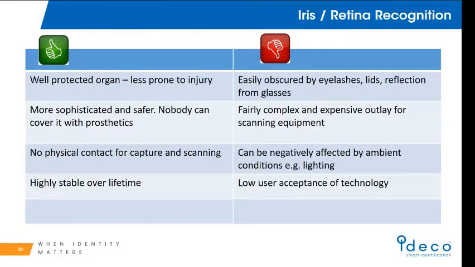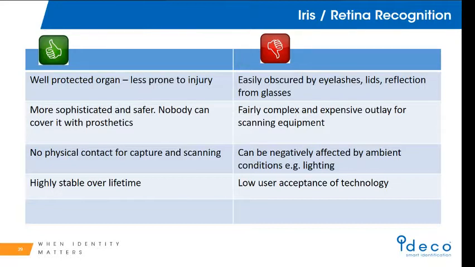Typically, we protect our eyes really well, so it's less prone to injury. It's far more sophisticated. It's a very high level of security. It's very difficult to cover your eye or change your eye. But having said that, you now get lenses that you can put over your eye, which makes it quite difficult to recognize the iris itself. But there's no physical contact, and it's highly stable over your lifetime.